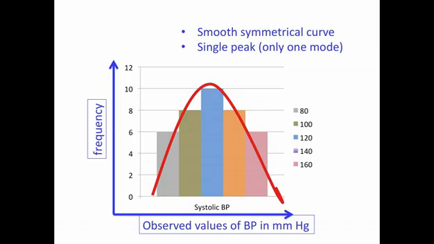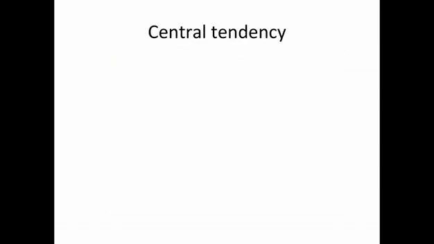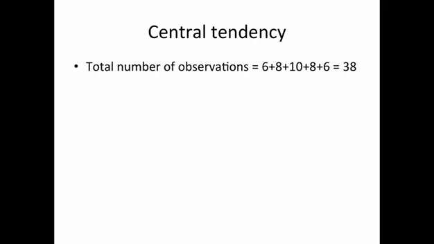This curve is symmetrical. In addition, this curve has only one peak that lies on the most frequently occurring value, which is the mode, 120 here. Let us now calculate the mean, median, and mode for this dataset. These three values capture the central tendency of any dataset. As you can see, there are 38 observations in total.